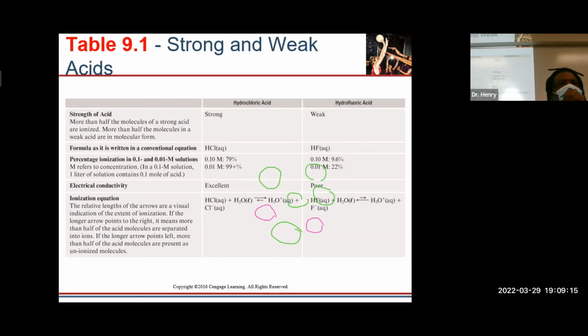So why do you think that's the case? Aren't both of them halogens? Shouldn't they both behave the same way?